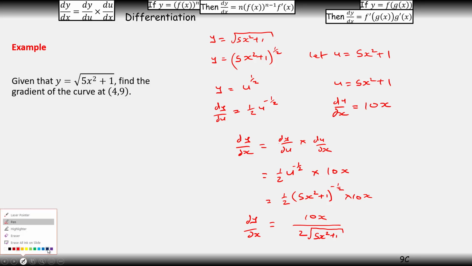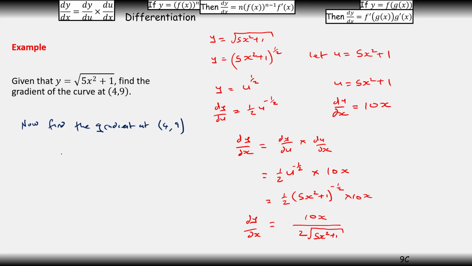Let's change the color of my pen. So now find the gradient at (4, 9). So dy over dx is equal to, oh, hang on, I didn't simplify that. 2 goes into 10. So that's equal to 5x over the square root of 5x squared plus 1. There we are. So that's equal to 5x divided by the square root of 5x squared plus 1.